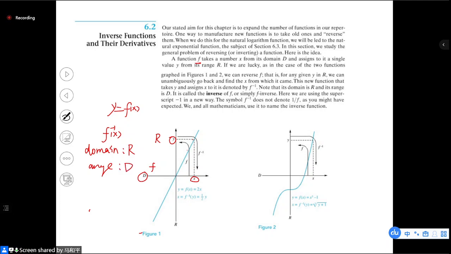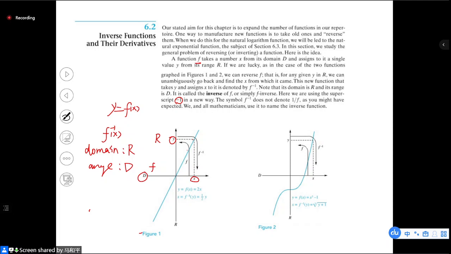Rate is D. It's called the inverse of f, or simply f inverse. Here we are using the superscript -1 in a new way. This is not a power. This is just a symbol, f inverse, or we call this inverse f.